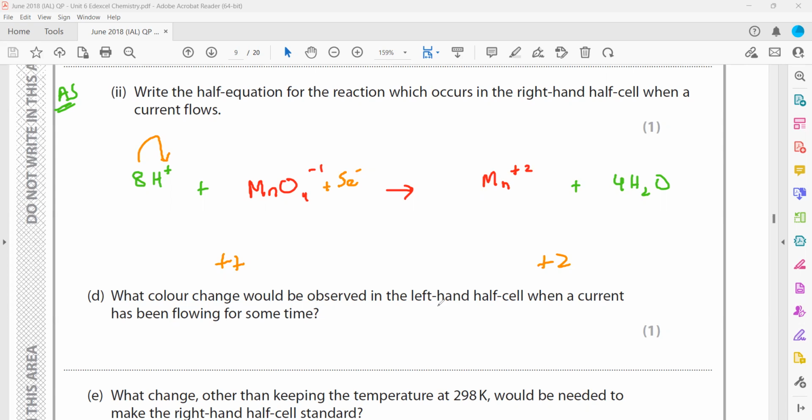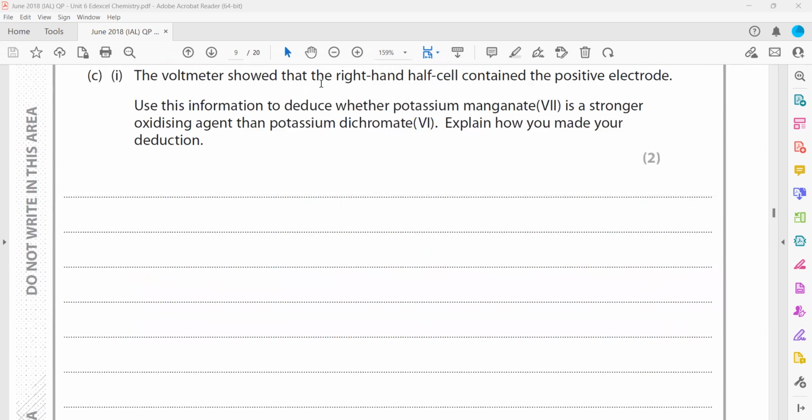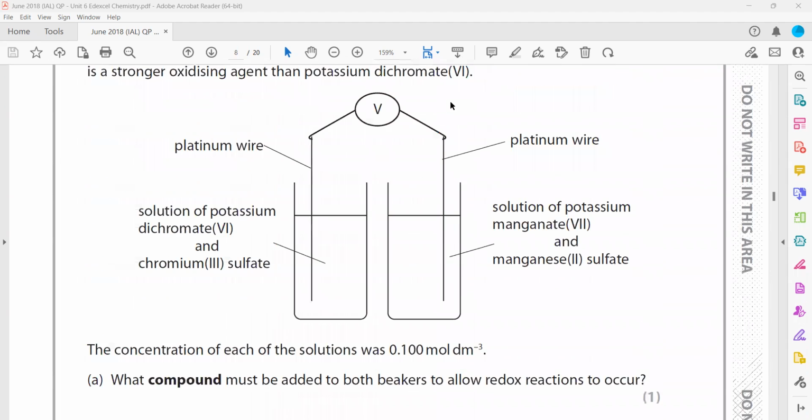And the color change in the left hand half cell when a current flows. So here 7 is changing into 2. If a reduction is happening on one electrode, in this solution Mn7, which is purple, turns into Mn2, which is colorless. So if reduction is happening here, oxidation should happen on the other side. Oxidation means loss of electrons. So the chromium +3 should turn into chromium +6 because it loses electrons, so the charge will increase.